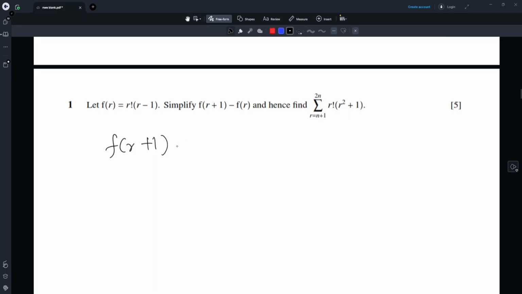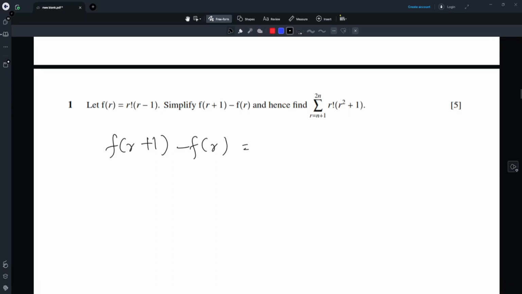F of r plus 1 minus f of r. How is it this sluggish? I don't know. I don't want to say much. Oh yeah, I understand why. I'll deal with that later on.